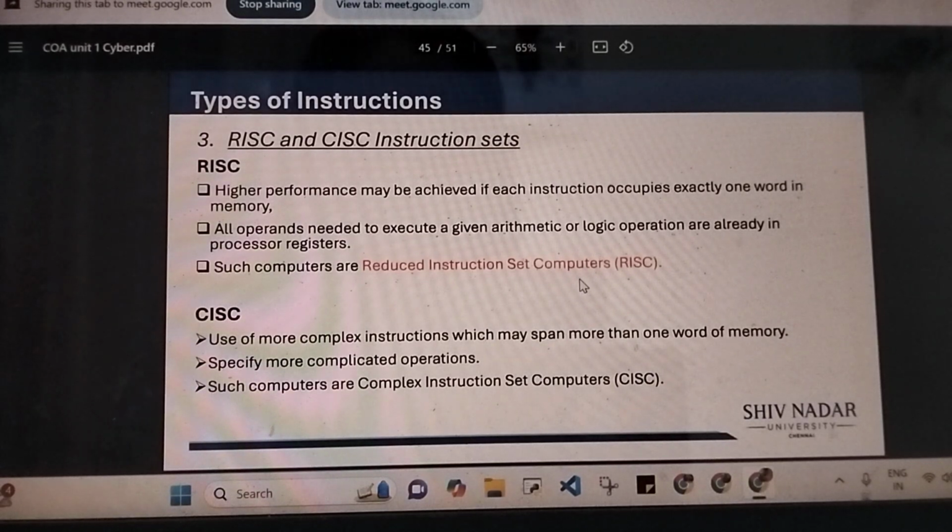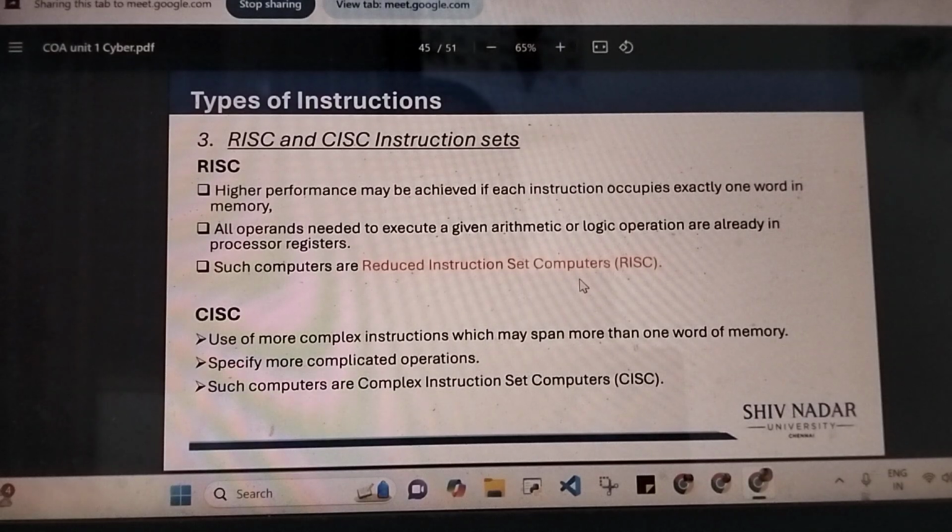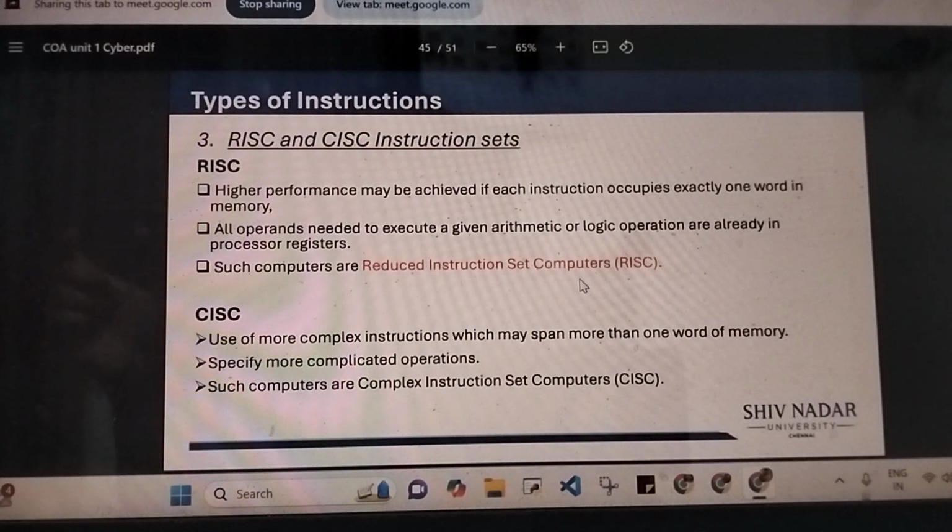So in RISC, what happens is every instruction occupies exactly one word in memory. One word is generally equal to 8 bits, that is 1 byte. In some systems it is equal to 16 bits or 2 bytes. But in any case, one word is a unit of memory, and in the RISC architecture, every instruction is of equal length. Each of them is 1 word long.